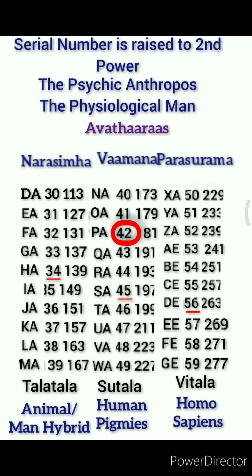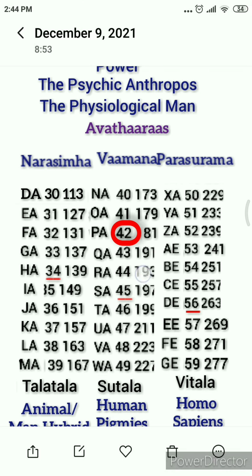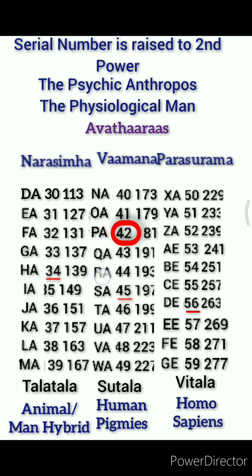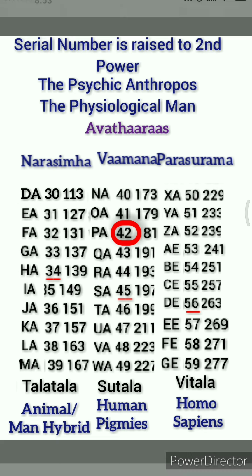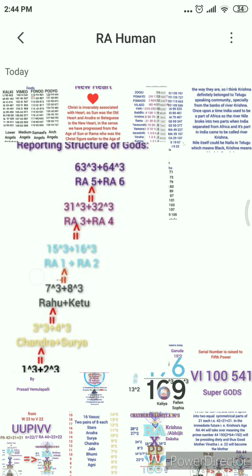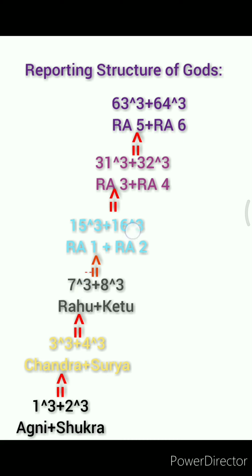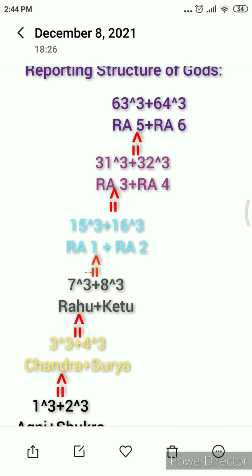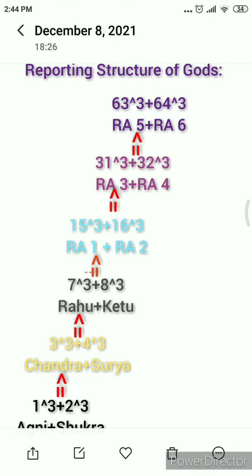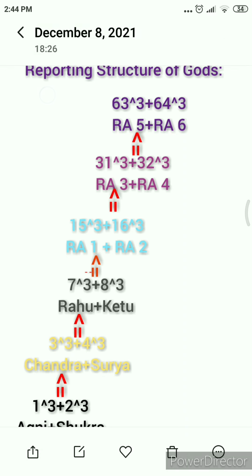Here the Ra, 44th serial number, prime number, and 193 is the actual prime number. This Ra handles 3 suns. So that Rahu reports to that Ra, and 15 cube and 16 cube report to 31 cube, 31 cube, 32 cube report to 63 cube, 63 cube, 64 cube report to 127 cube, 127 cube and 128 cube report to 129 cube.